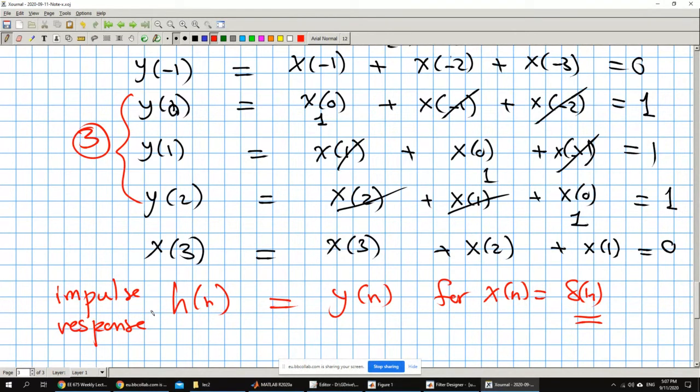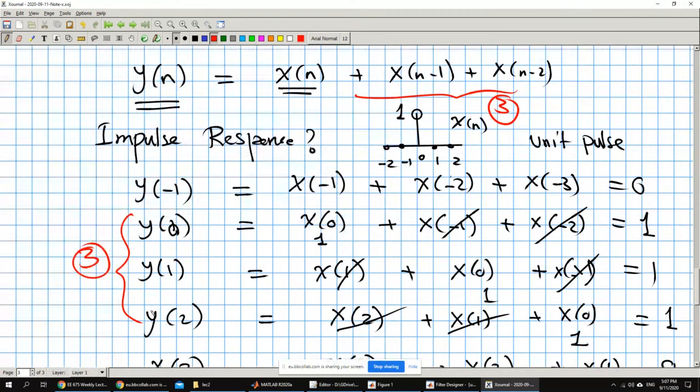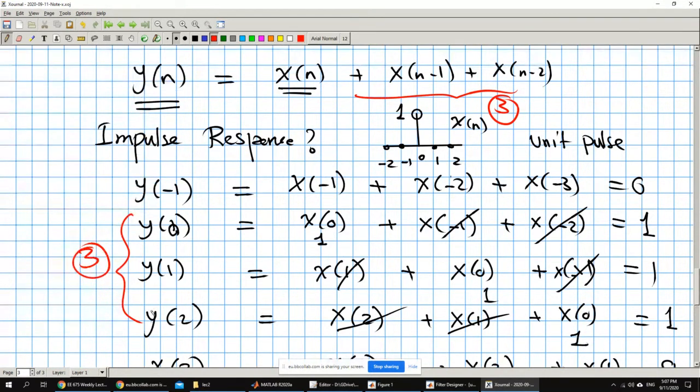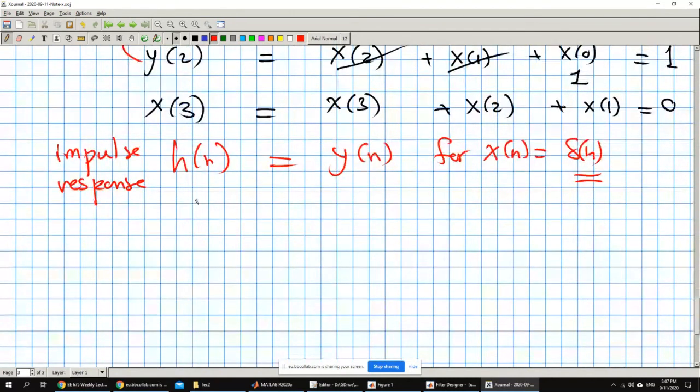So the impulse response here is finite, meaning that it has only a limited number of non-zero outputs. It has only 3 ones, and before and after that it's 0. So that's why we call it a finite impulse response filter, or FIR.